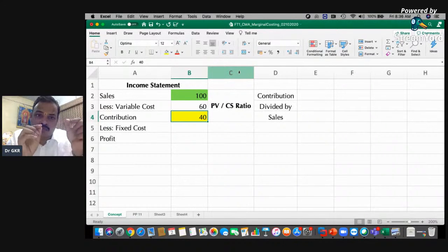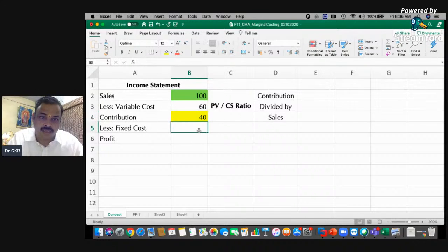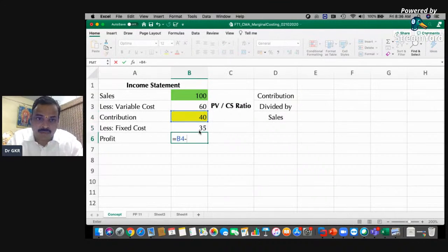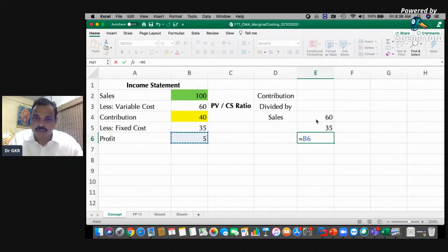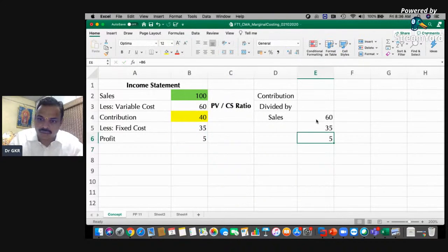If your contribution is 40 and your fixed cost is say 35, your profit is actually 40 minus 35. Now instead of contribution 40, it is 60. Fixed cost is same, 35. And your profit is what? The same. Your contribution minus fixed cost.